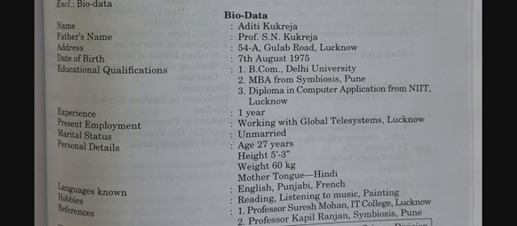So first of all, name. So name is Aditi Kukureja. Father's name, Professor S.N. Kukureja. Then address. There is no need for present and permanent address, so only address has been written. 54A Gulab Road, Lucknow. Then you have to present the date of birth also. So 7th August 1975.